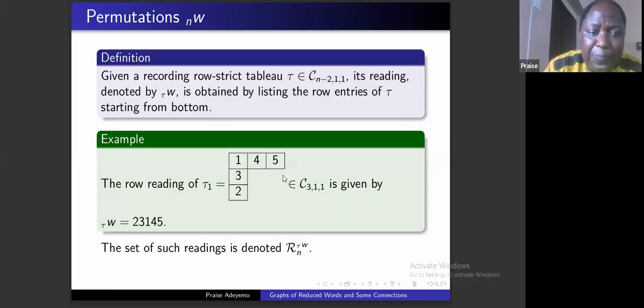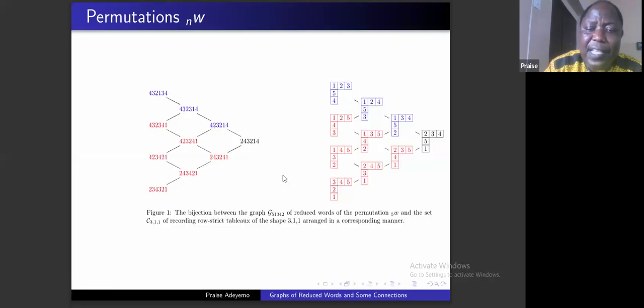So now, I'm not interested because the entries that we have here now actually keep track of ascent and descent of the reduced word that I have here. So now I focus on this. Now, what is my interest here? I'm interested in the reading of the reduced word that I have here.